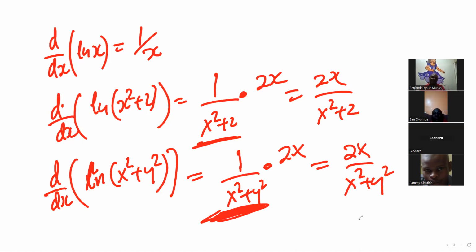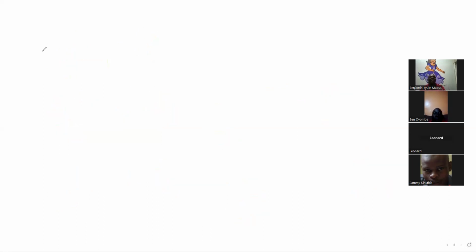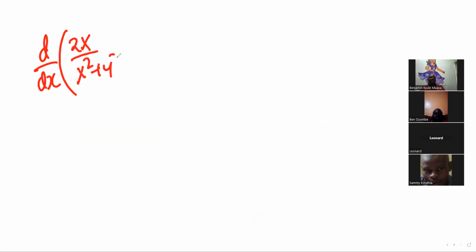Now, when you get this part here and you want to find the second differentiation, we're going to have d over dx of 2x out of x squared plus y squared, like that. Now we want to find the differentiation. In this case, we have the numerator, which is our u, and this is our v. So we have to use what's called the quotient rule.